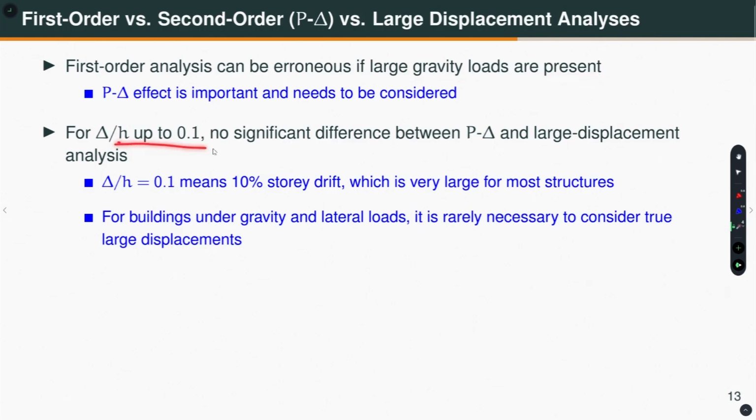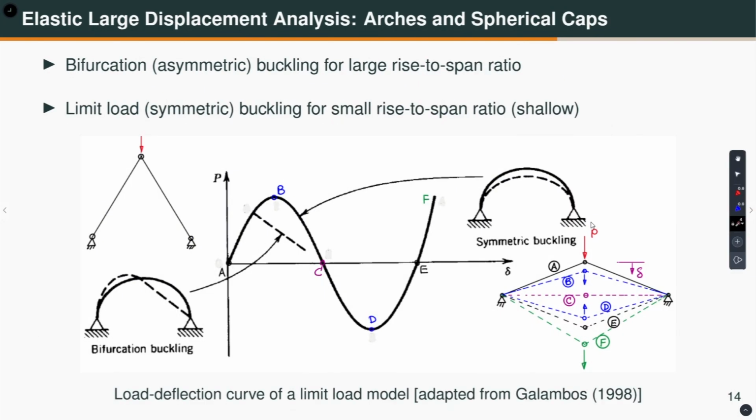For delta by h up to 0.1, there is no significant difference between P delta and large displacement analysis, and this is what I mentioned, that it is basically 10% story drift. Okay. So, for buildings under gravity and lateral load, it is rarely necessary to consider a true large displacement analysis. Okay. Then the question is, when do we need to consider the large displacement analysis?